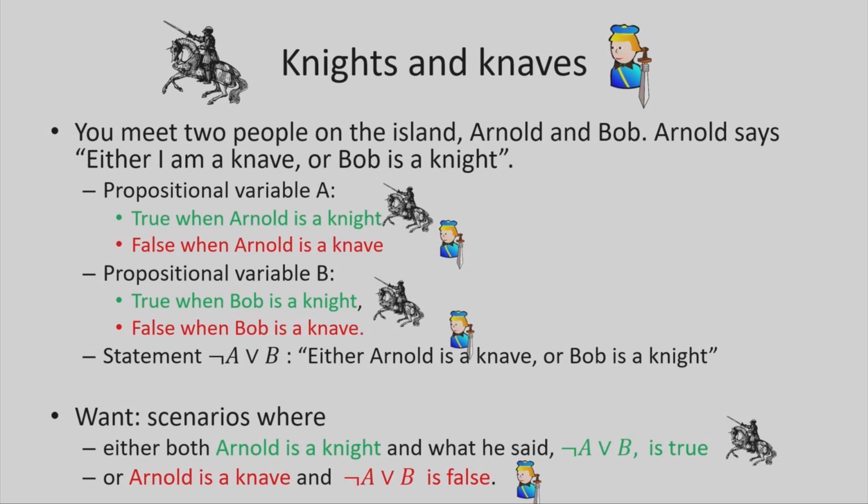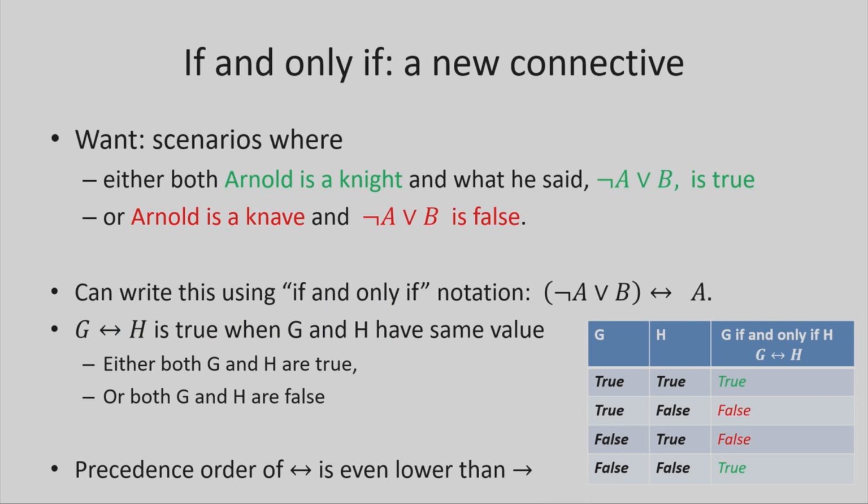And what we want are scenarios in which the rules of the puzzle work. So if Arnold is a knight, what he said must be true. If Arnold is a knave, what he said must be false. Let's see when this happens. So first of all, we need to expand our formula a little because we're really not interested in just whether not A or B is true or false. What we are interested in is when not A or B is true and A is true at the same time, or not A or B is false and A is false at the same time.